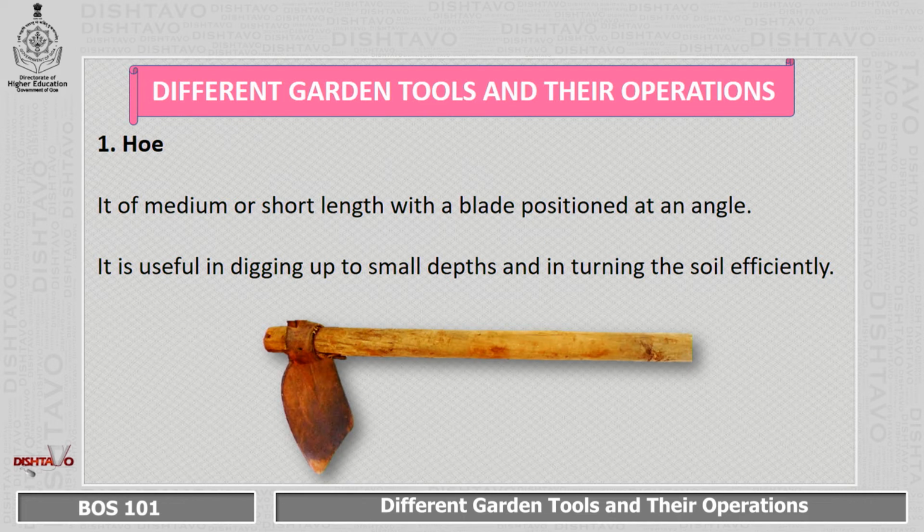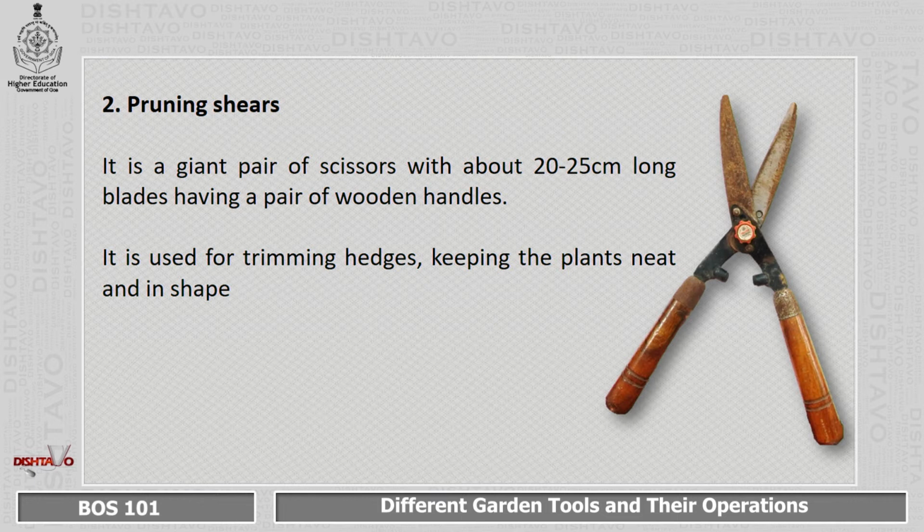The first garden tool is hoe. It is of medium or short length with a blade positioned at an angle. It is useful in digging up to small depths and in turning the soil efficiently. Second, pruning shears. It is a giant pair of scissors with about 20 to 25 centimeters long blades having a pair of wooden handles. It is used for trimming hedges, keeping the plants neat and in shape.